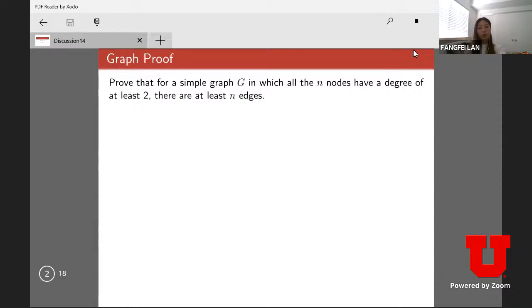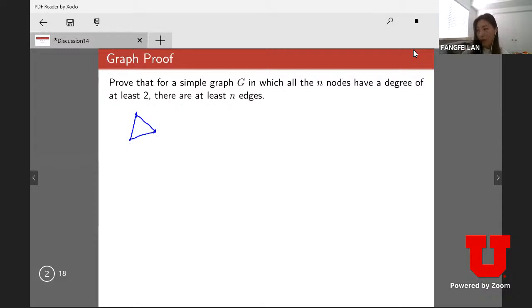First problem. Prove that for a simple graph G in which all the n nodes have a degree of at least 2, there are at least n edges. So first of all, do we know what a simple graph is? Can someone tell me what a simple graph is? So, for example, is this a simple graph? So that is a simple graph.